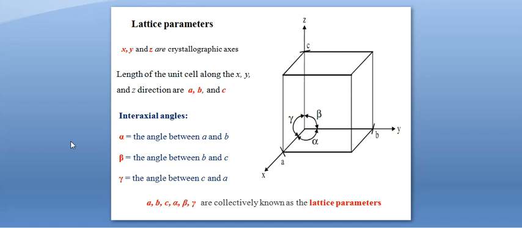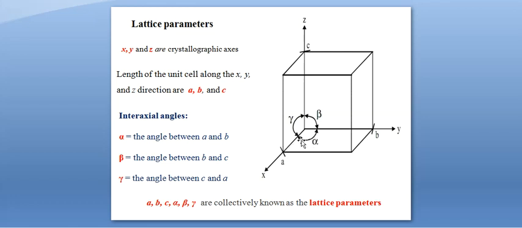The next one, lattice parameter. Suppose I consider one crystal, this is the cubic crystal. The lengths of the unit cell along the x, y, z axis directions are a, b, c. So along the x direction it is a, along the y direction it is b, along the z direction it is c. These a, b, c are called the lattice parameters. Then alpha, beta, gamma are called the interfacial angles or interaxial angles.